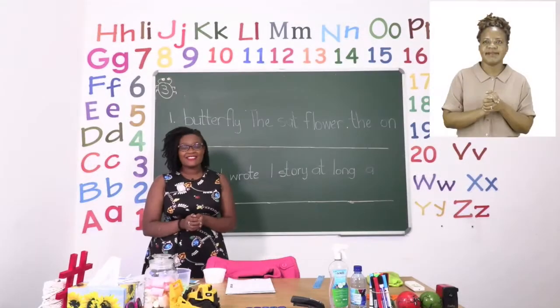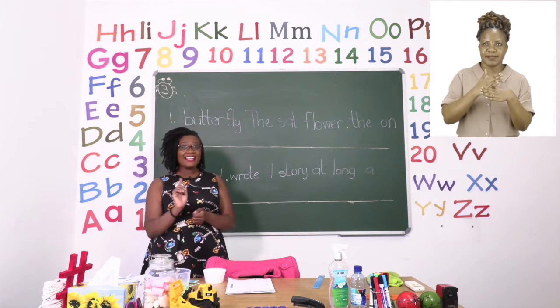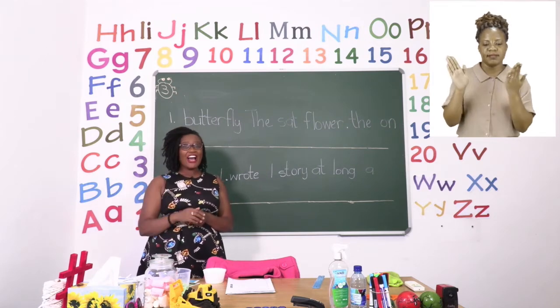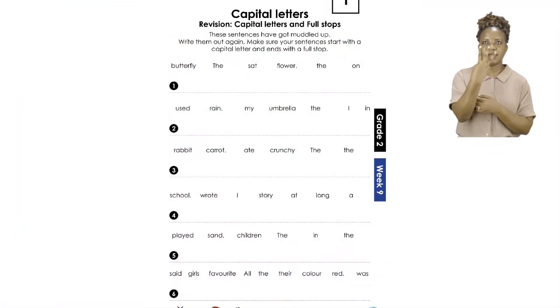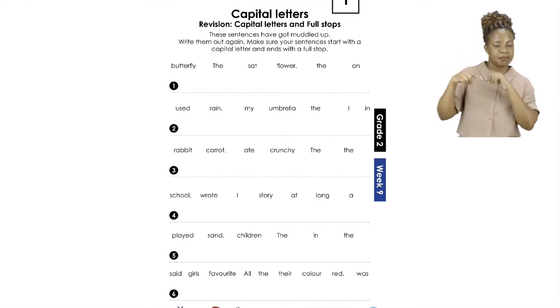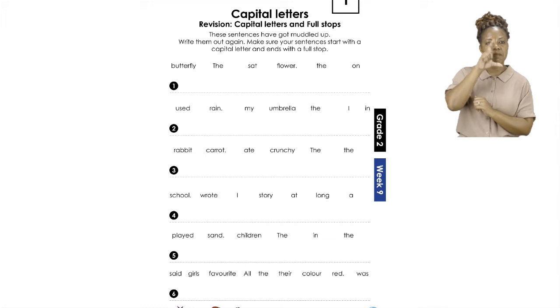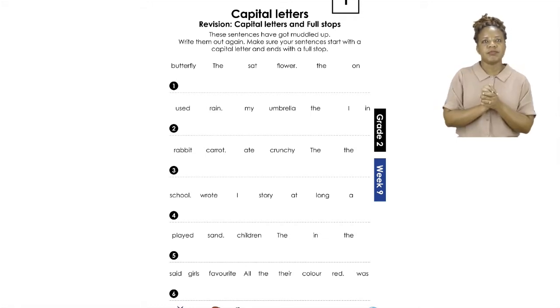For our first activity today, boys and girls, let us turn to page 3. On page 3, we have capital letters, and this is actually part of our revision. We're going to be taking a look at capital letters and full stops. The sentences that you see have been mixed up. So it is our job to write them out again and make sure that the sentence starts with a capital letter and ends with a full stop.